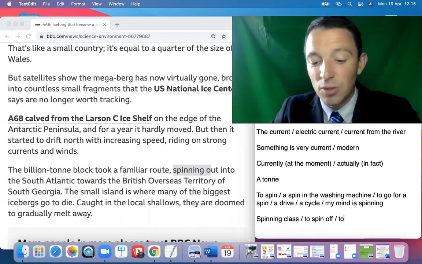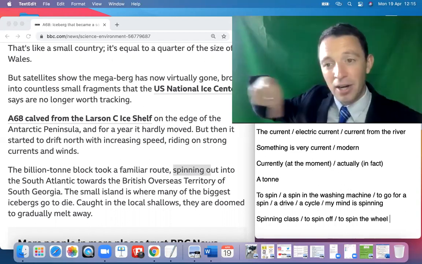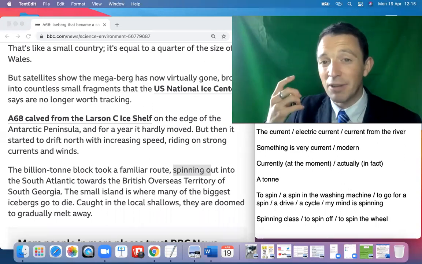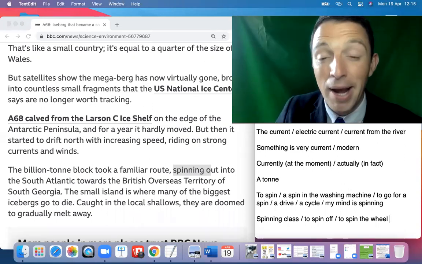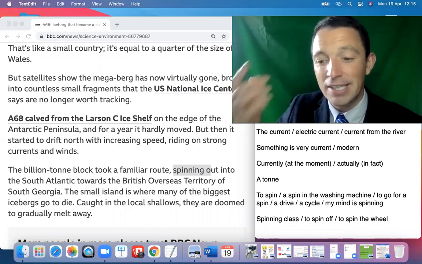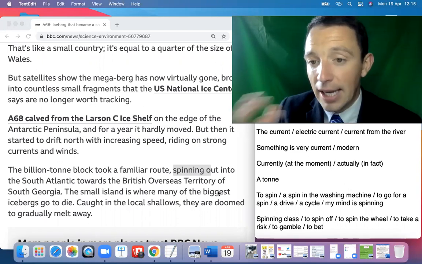Of course, we can say to spin the wheel, which is maybe in the game when you have the big competition and you spin the wheel and you receive the prize or you receive the money. So I suppose this is a metaphor to gamble or to take a risk. So if you spin the wheel, the significance is to take a risk, okay, or to gamble. And I suppose that's the significance, to take a risk or to gamble or to bet. Okay. And that's it.